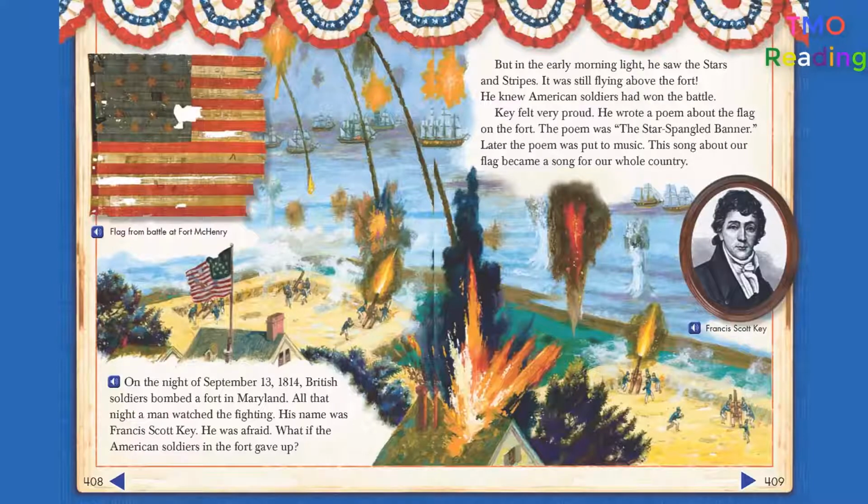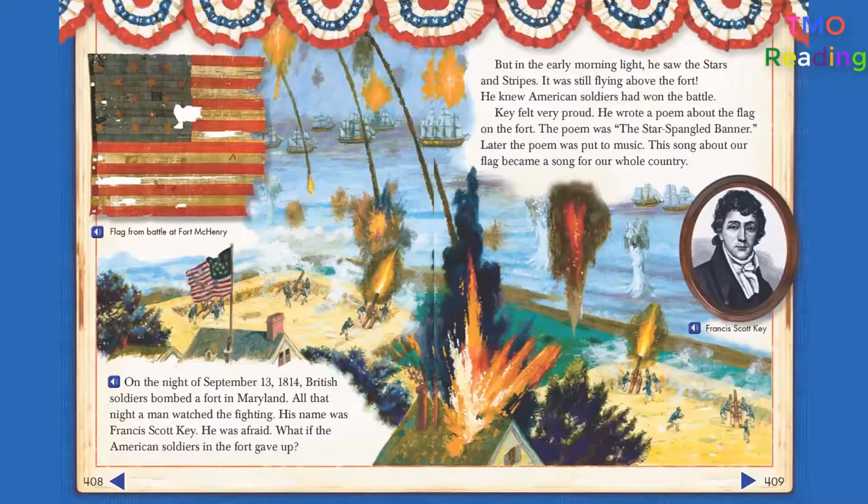But in the early morning light, he saw the stars and stripes. It was still flying above the fort. He knew American soldiers had won the battle. Key felt very proud. He wrote a poem about the flag on the fort. The poem was "The Star-Spangled Banner." Later, the poem was put to music. This song about our flag became a song for our whole country.